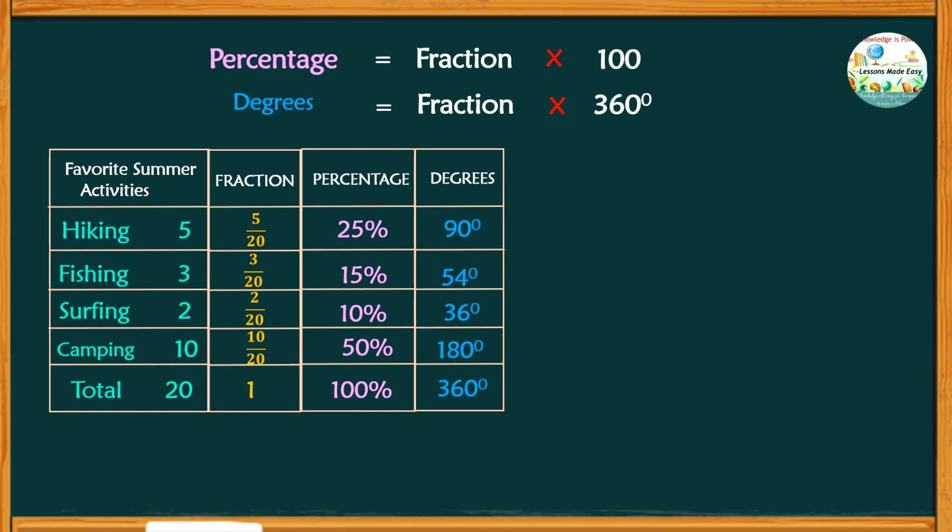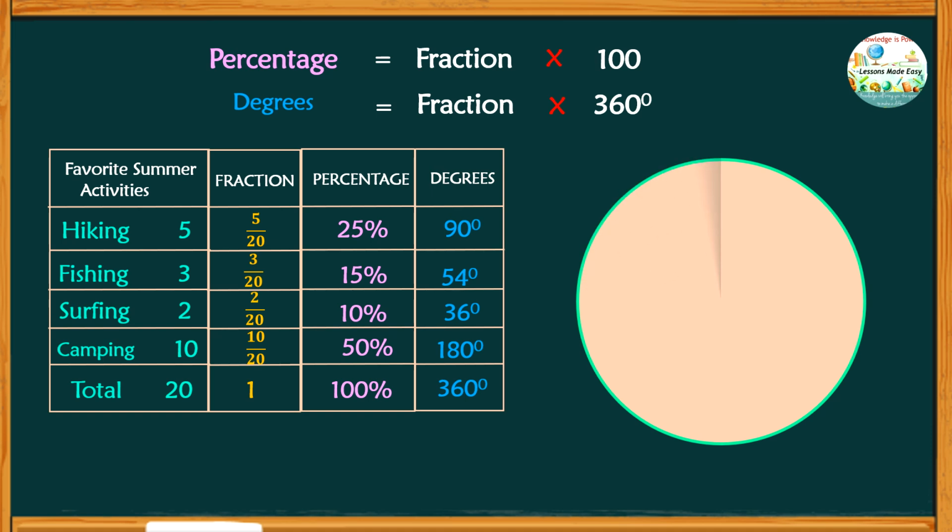Now we are ready to draw. Start by drawing a circle. You may need a compass, but if you don't have one, you can always just do estimation. Find the center of your circle. From the given data, it appears that camping makes up 50% of the circle, which covers 180 degrees.